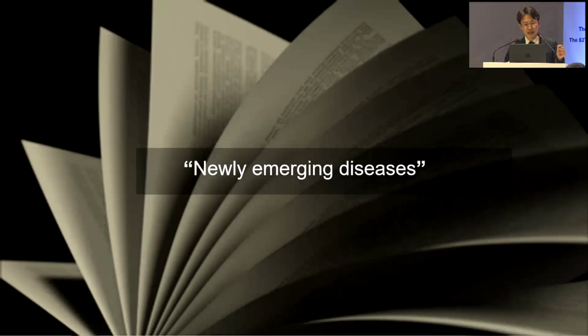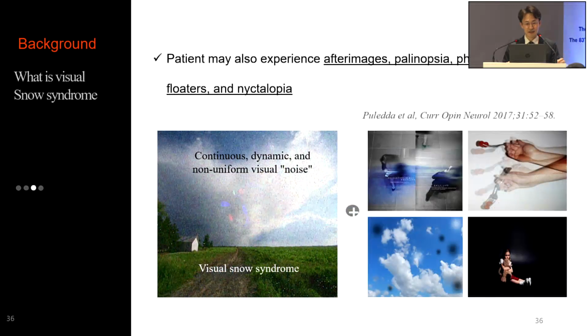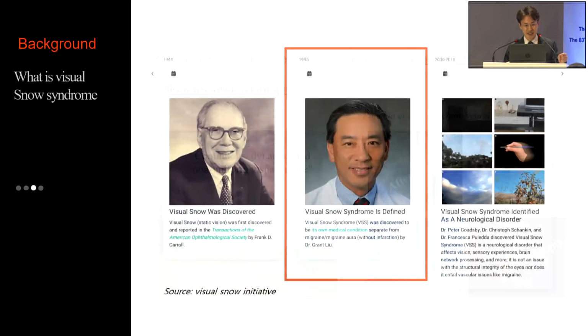Let's move on to the last topic, newly emerging diseases. The first emerging condition is visual snow syndrome, a neuro-ophthalmic disorder characterized by persistent flickering dots across the visual field. Patients may also experience afterimages, palinopsia, nyctalopia, photophobia, and diplopia. This condition, first defined by Dr. Grantly Liu, a neuro-ophthalmologist in Philadelphia, is often misunderstood.